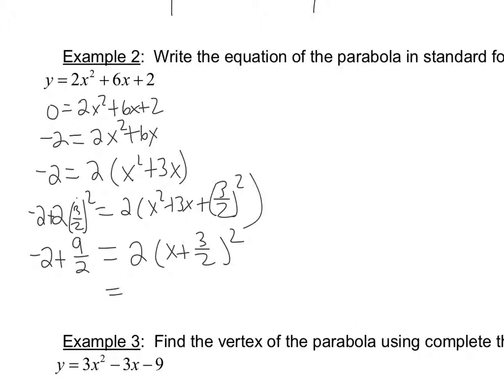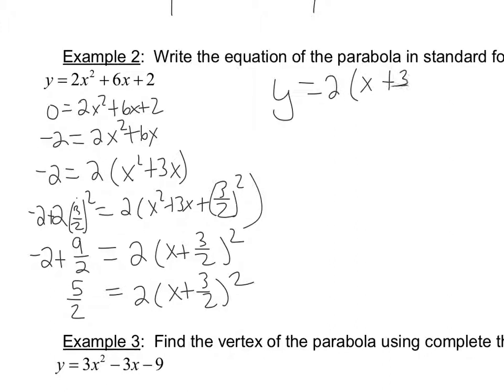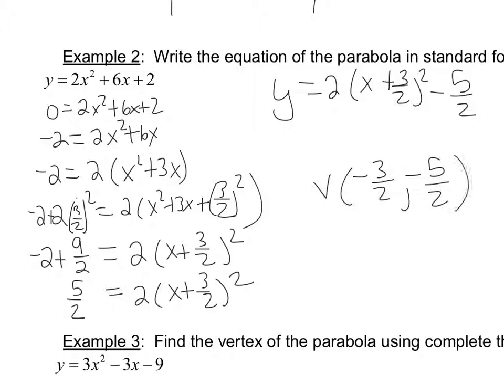So this side stays the same still. This is going to be 5 halves. Subtract it back over, you're going to get y equals 2 times x plus 3 divided by 2 squared minus 5 halves. So the vertex is negative 3 over 2, negative 5 over 2. Okay?